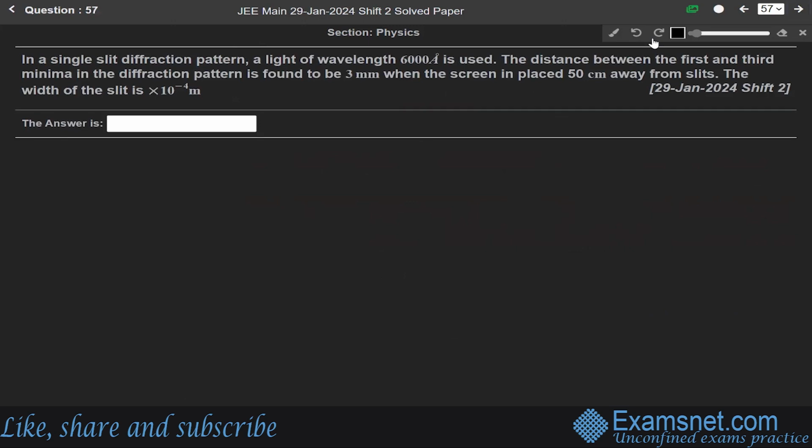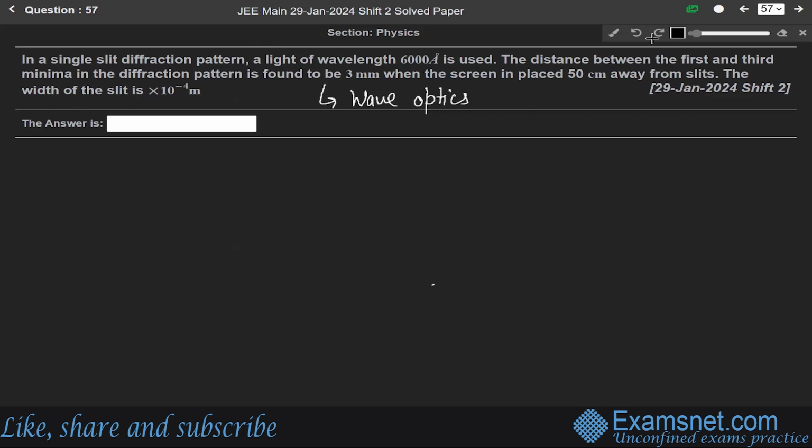Now next question 37. In a single slit diffraction pattern, light of wavelength 6000 angstrom is used. The distance between the first and the third minima in the diffraction pattern is found to be 3 millimeter when the screen is placed 50 centimeter away from the slit. We have to find the width of the slit. Okay, so this question is from the chapter of wave optics.